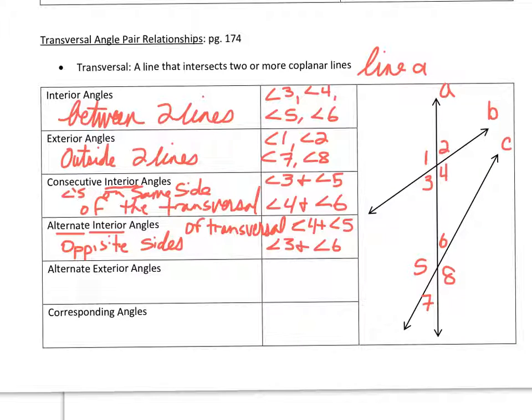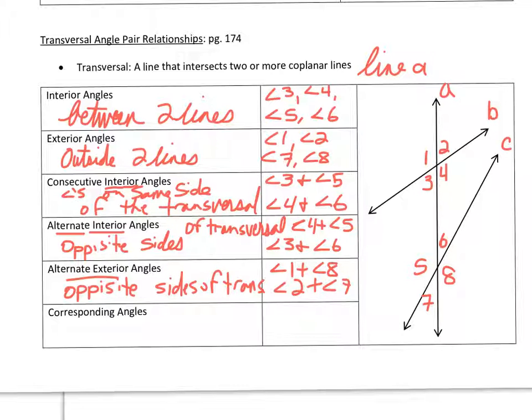I've got alternate exterior angles, and alternate exterior angles are exterior angles on opposite sides of the transversal. So that's going to be examples like angle 1 and angle 8 as a pair, and angle 2 and angle 7 as a pair.